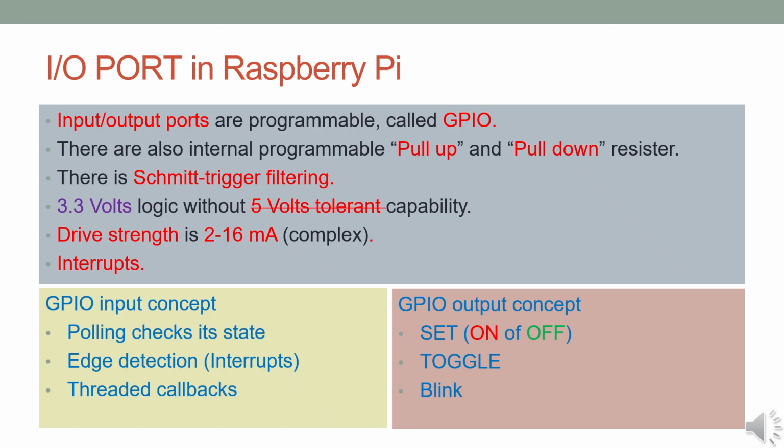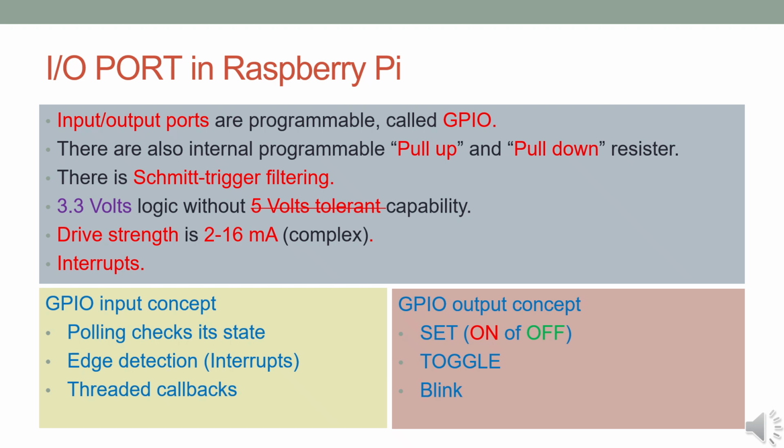GPIO hardware features on Raspberry Pi. Modern GPIO pins come with built-in features that simplify system design. Programmable pull-up and pull-down resistors: each GPIO pin can be internally configured to use a pull-up or pull-down resistor, which helps define the default logic level of the pin when no external signal is connected. This reduces the need for additional interface circuitry.